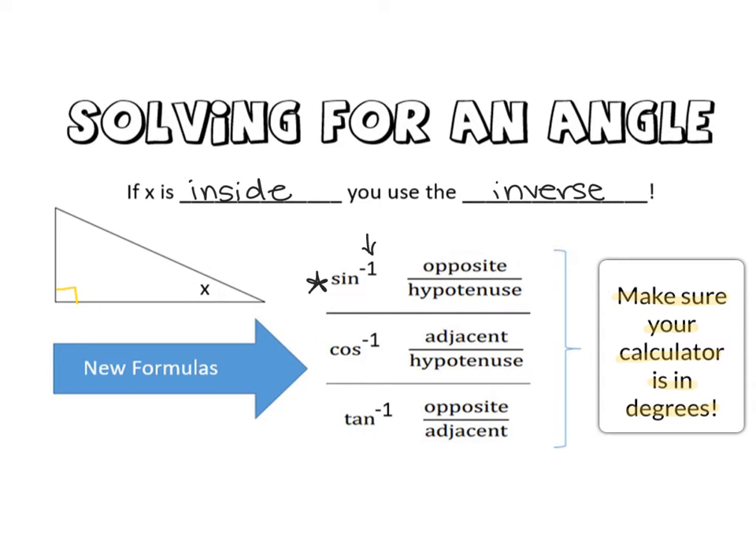Or we're going to use cosine inverse, and cosine is adjacent over hypotenuse. Or we're going to use tan inverse, which is opposite over adjacent. One other really important thing is that you have to make sure your calculator's in degrees, or you will get these all wrong.